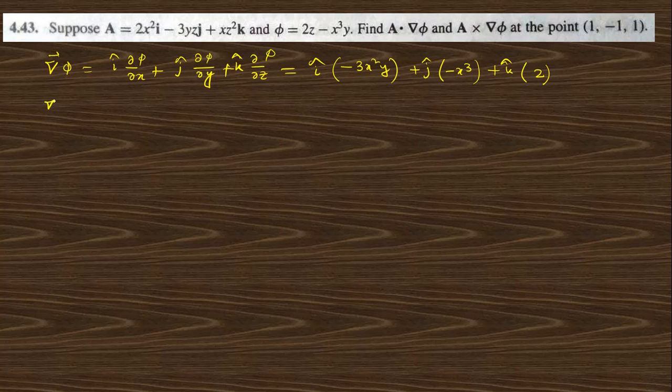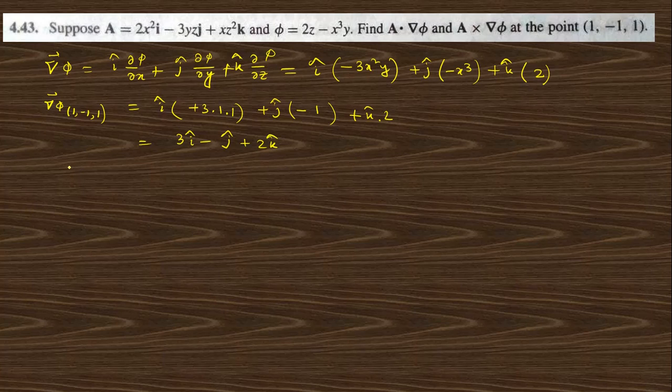So grad phi at (1, -1, 1): i cap 3x square, x square means 1 square is 1, y is minus 1, so this becomes minus 3 i cap, plus j cap minus x cube, that is 1 cube, that is 1, plus k cap 2. So this becomes minus 3 i cap plus j cap plus 2 k cap.